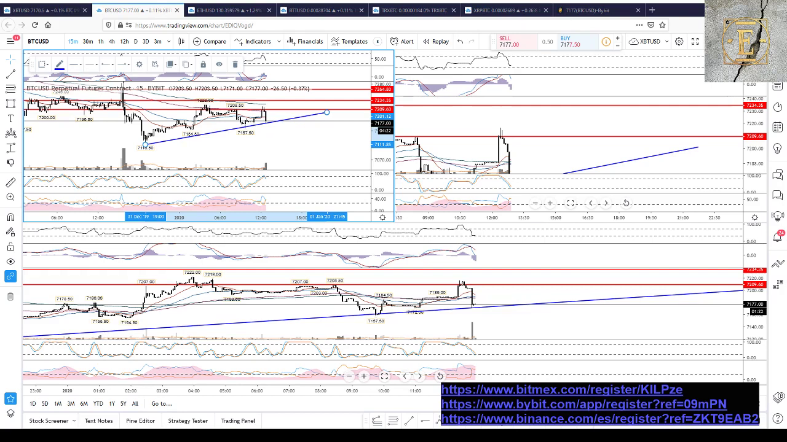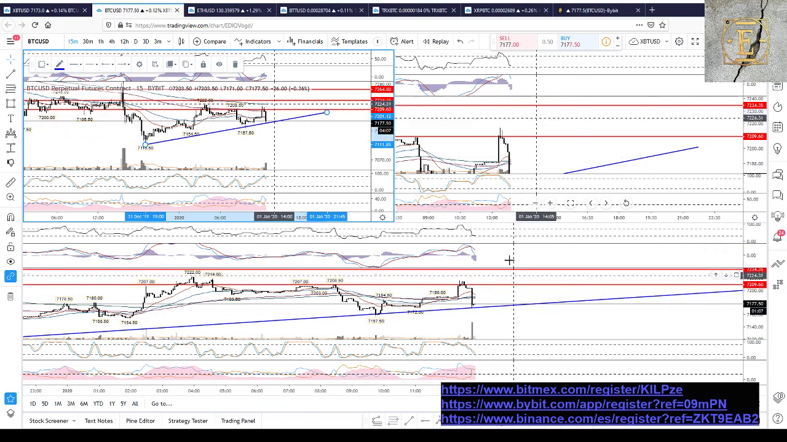I hope this helps with what I do in trading, and I hope this price is finally breaking the support, because I want to take my profits on BitMEX and start trading on BitMEX again.